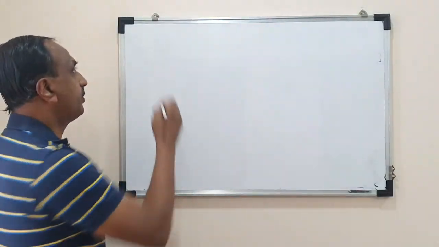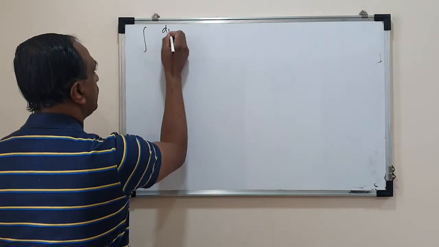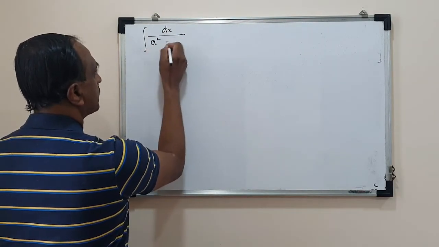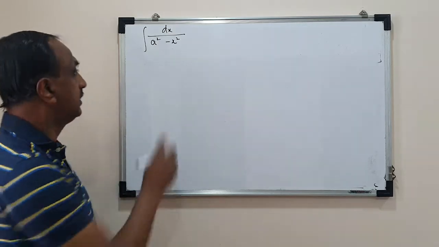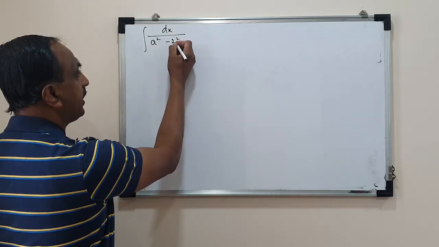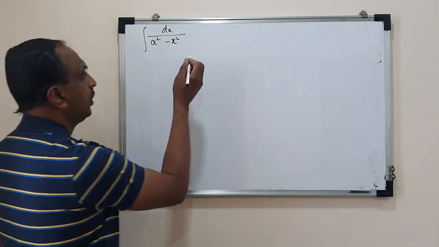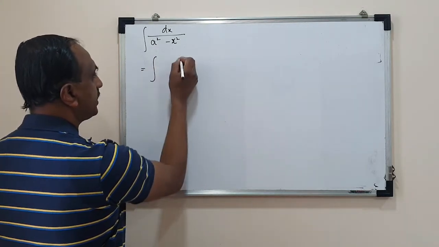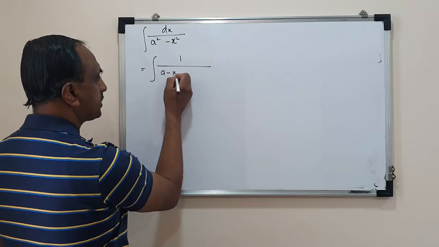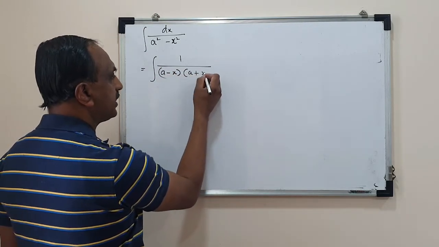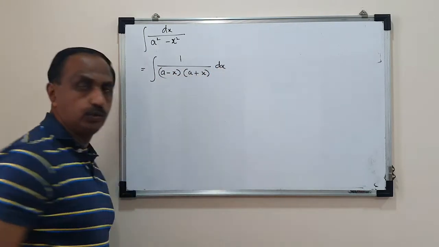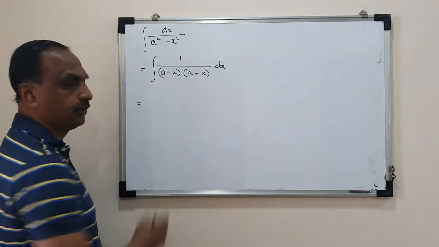Now we come to the next formula, integral dx upon a square minus x square. So previously it was x square minus a square. Here the constant is first and x square is negative second. Okay, so same method, factorize the denominator, a minus x into a plus x. You need to try this yourself. Try to do this one yourself without seeing what I am doing.